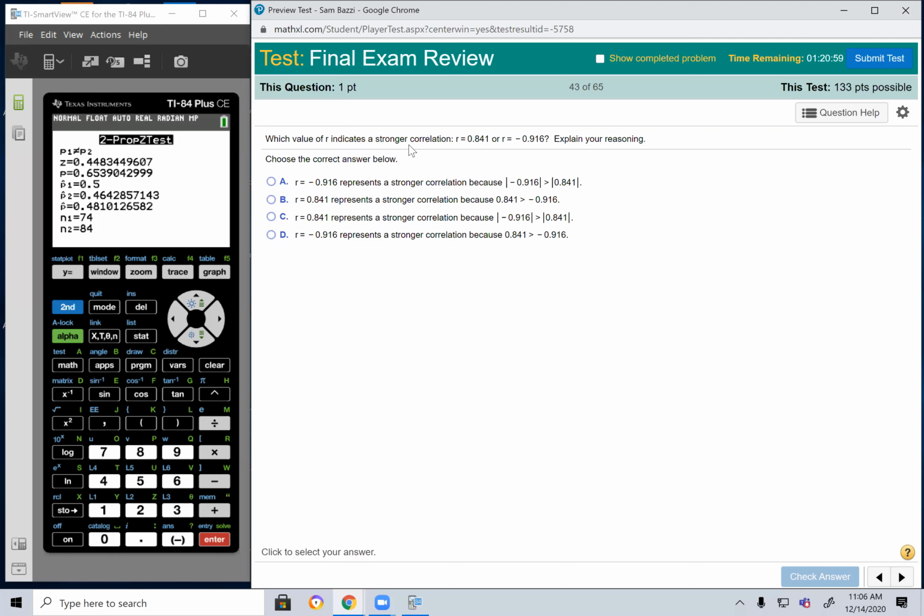Which value of R indicates a stronger correlation? Okay, can you guys help me answer this question? Which one is a stronger correlation? The 0.841 or the -0.916? Who can tell me? A. Yes, because it's closer to -1. It doesn't matter whether it's negative or positive. It's how close to -1 or how close to +1. That's the stronger one, yes.